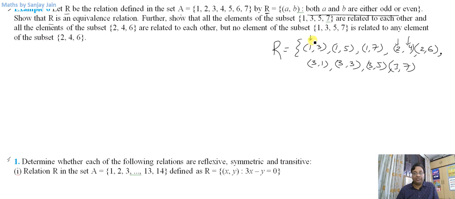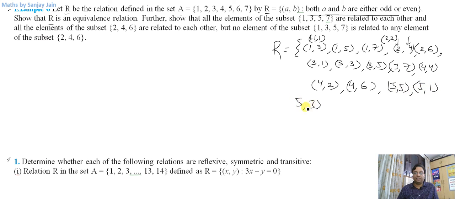So what I have left here is 1 is also related with itself, right? And 2 is also related with itself. 3 is related with itself. Now what about 4? 4 is related with itself. Then 4 is related with 2. 4 is related with 6, right? What about 5? With itself. Then 1, 3 and 7. What about 6? 6 will be related with itself, with 2, with 4.